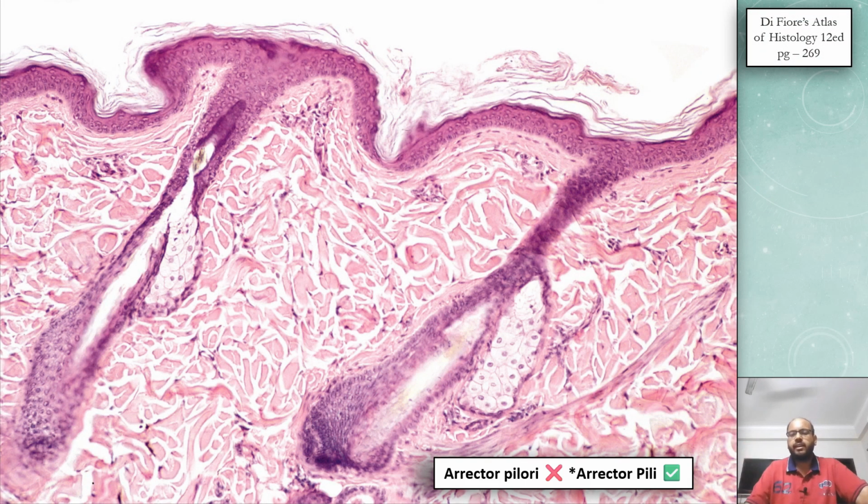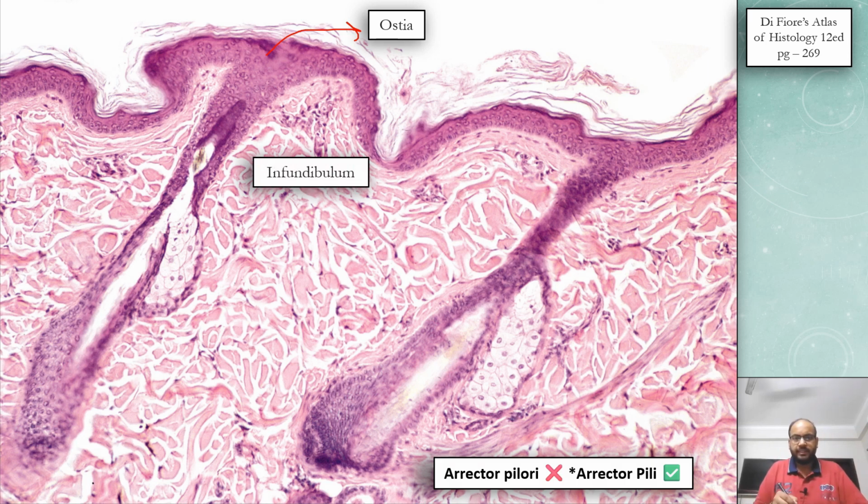This is how you see a hair follicle on a skin biopsy. So let's revise again. You need to say it with me. This is the ostia. Ostia is the hole through which the hair actually comes out. Ostia means opening. This is the infundibulum. So you can see that the layers of the epidermis stop at the infundibulum.